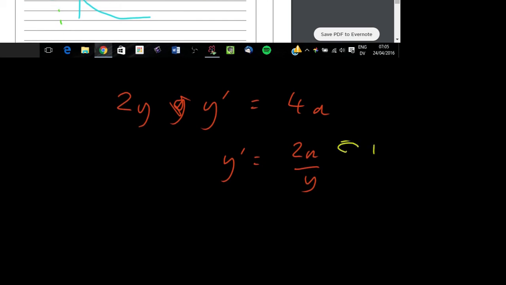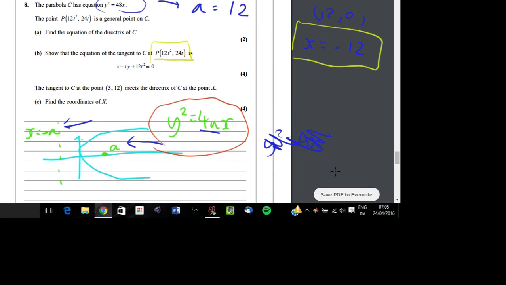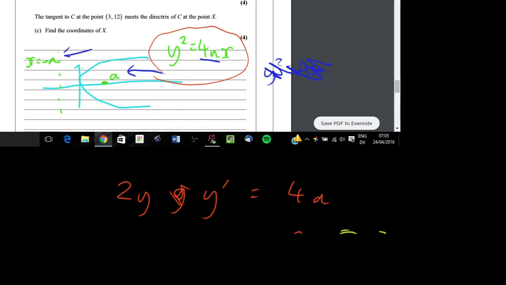So in our parabola, a was 12, and we're asked to find the gradient at a specific point where y is 24t. So what we're going to have there is 24 over 24t. So the gradient is 1 over t. That's kind of nice. If you see an answer like that, you probably know you're on track.